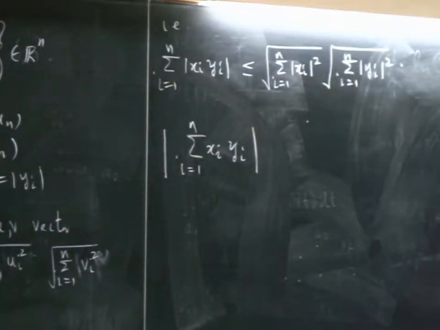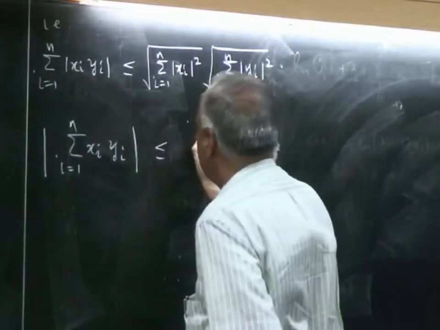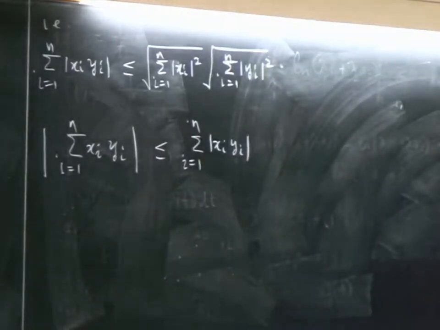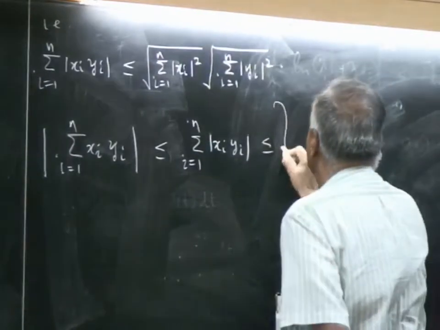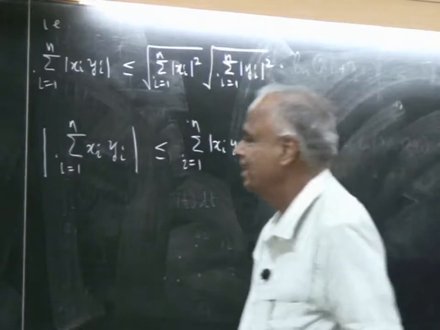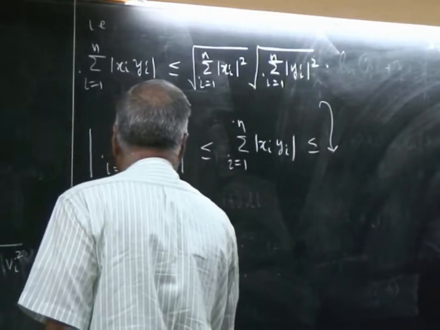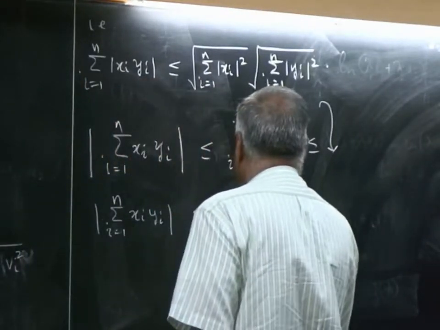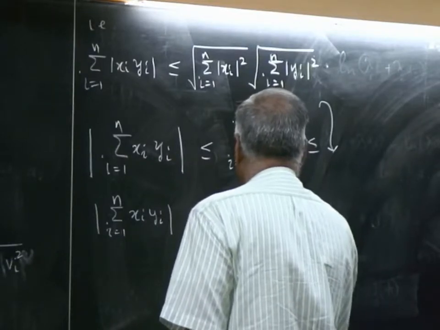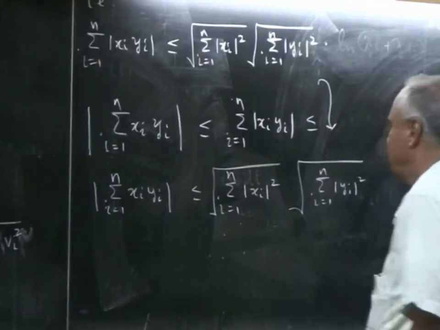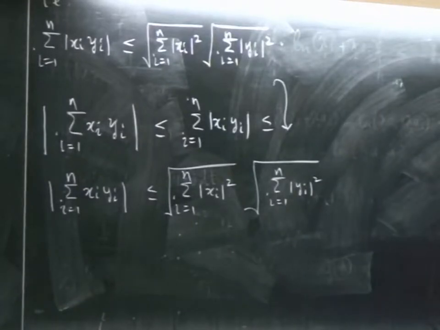I look at the mod outside, summation i equal to 1 to n mod xi yi is less than or equal to, the modulus of a sum is less than or equal to the sum of the moduli, and that is less than or equal to this. So what did I get? I get summation i equal to 1 to n xi yi is less than or equal to summation mod xi squared, square root, times square root of summation mod yi squared.